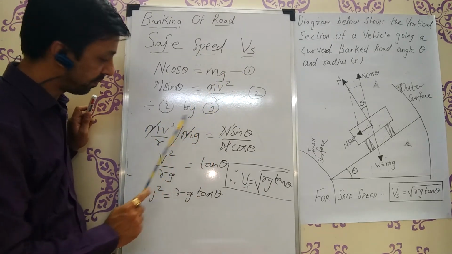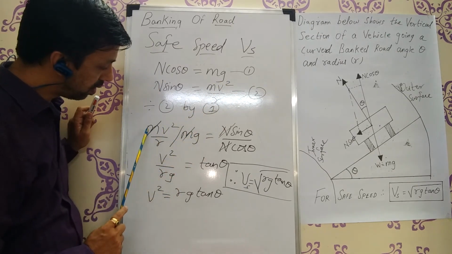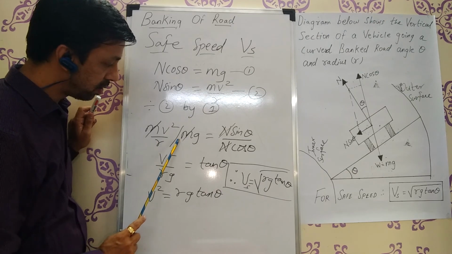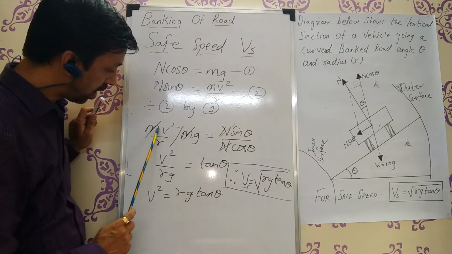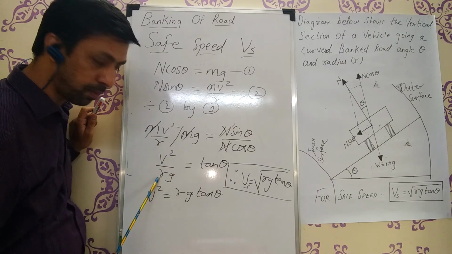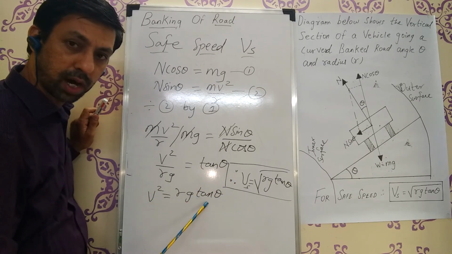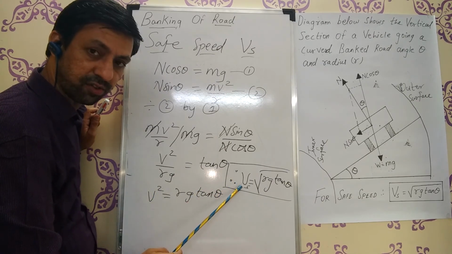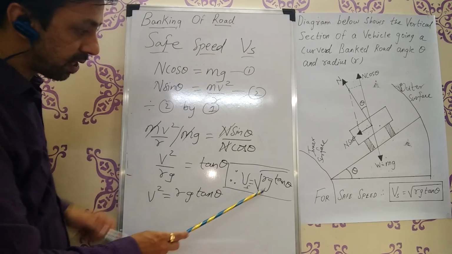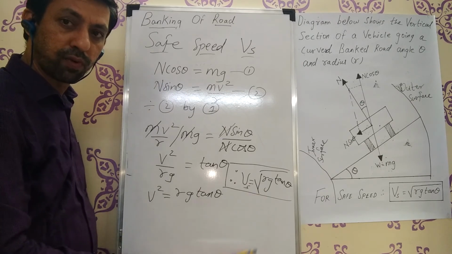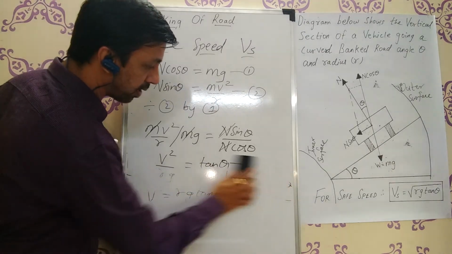Dividing 2 by 1, I have just shifted left to right and right to left. So mv square upon r divided by mg is equal to N sin theta upon N cos theta. N gets cancelled, and v square upon rg is equal to tan theta. Therefore v square is equal to rg tan theta, and the expression of safe speed is Vs equal to under root of rg tan theta. With this expression, we can also find out the formula for angle of banking.